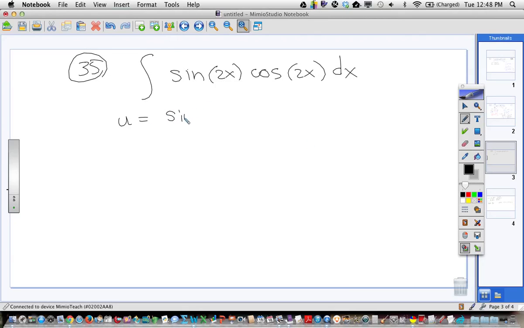This is an interesting one. You actually have two choices, and they'll both work. You could have let u be the cosine of 2x. But let's say we pick u to be the sine of 2x. Why is that a good choice?